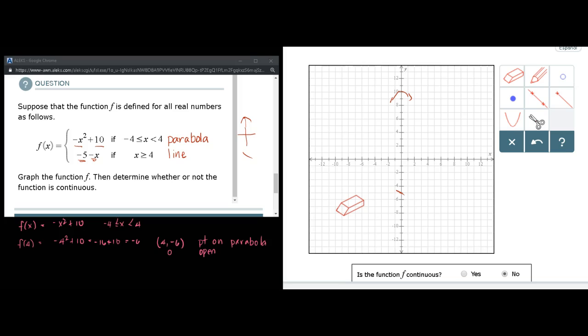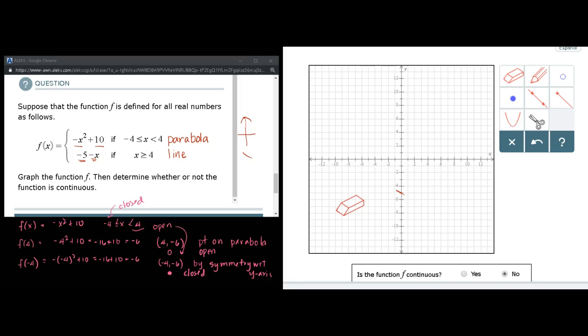By symmetry, f(-4) will also be -6 because the parabola is symmetric with respect to the y-axis, but we can calculate it. f(-4) is (-4) squared plus 10, which will give us -6 as well. And it will be a closed point on the parabola.